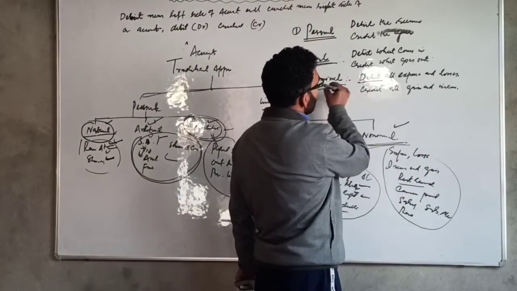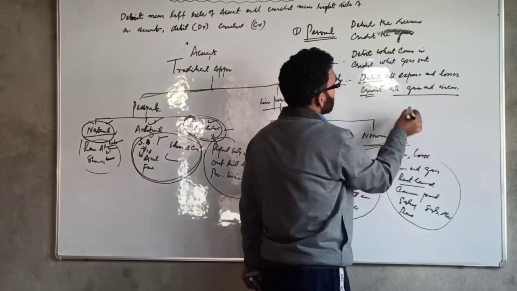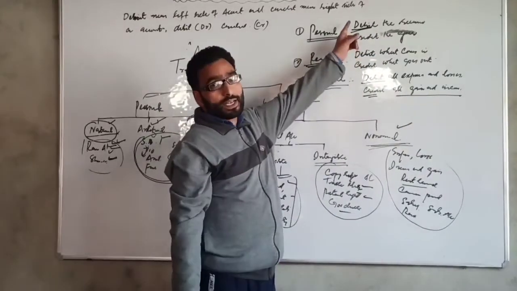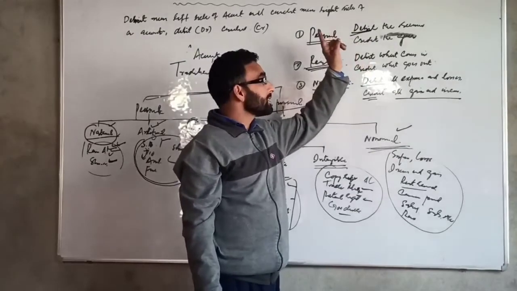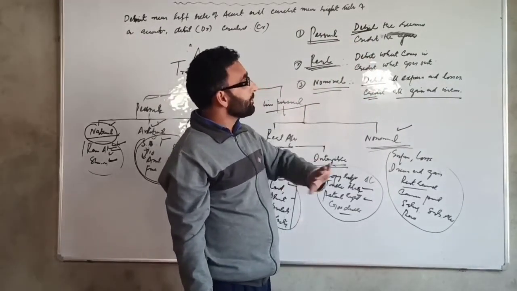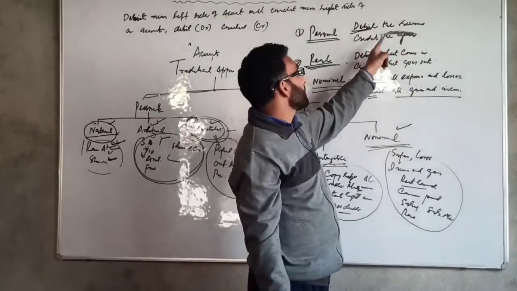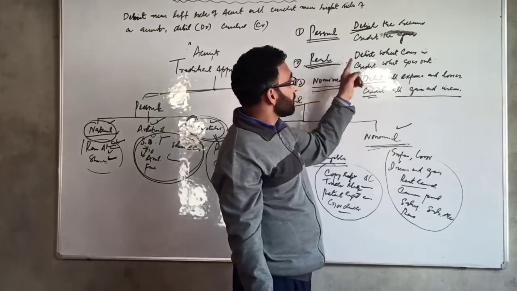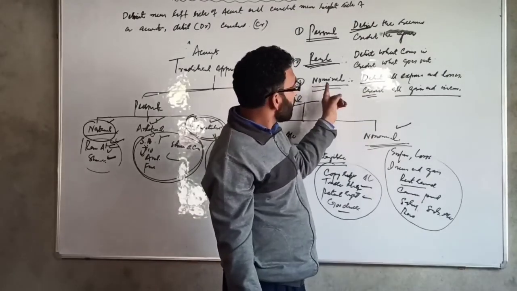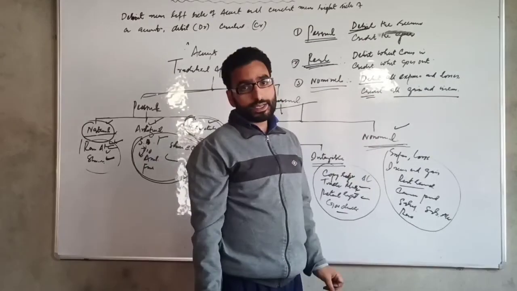So the rule is here for the nominal accounts: debit all expenses and losses, credit all gains and incomes. Again I tell you, debit is the left hand side of the account and credit is the right hand side of the account. Debit left hand side, credit right hand side. The rule for personal account, again: debit the receiver and credit the giver. For real account, the rule is debit what comes in, credit what goes out. And for nominal account, debit all expenses and losses, credit all gains and incomes.